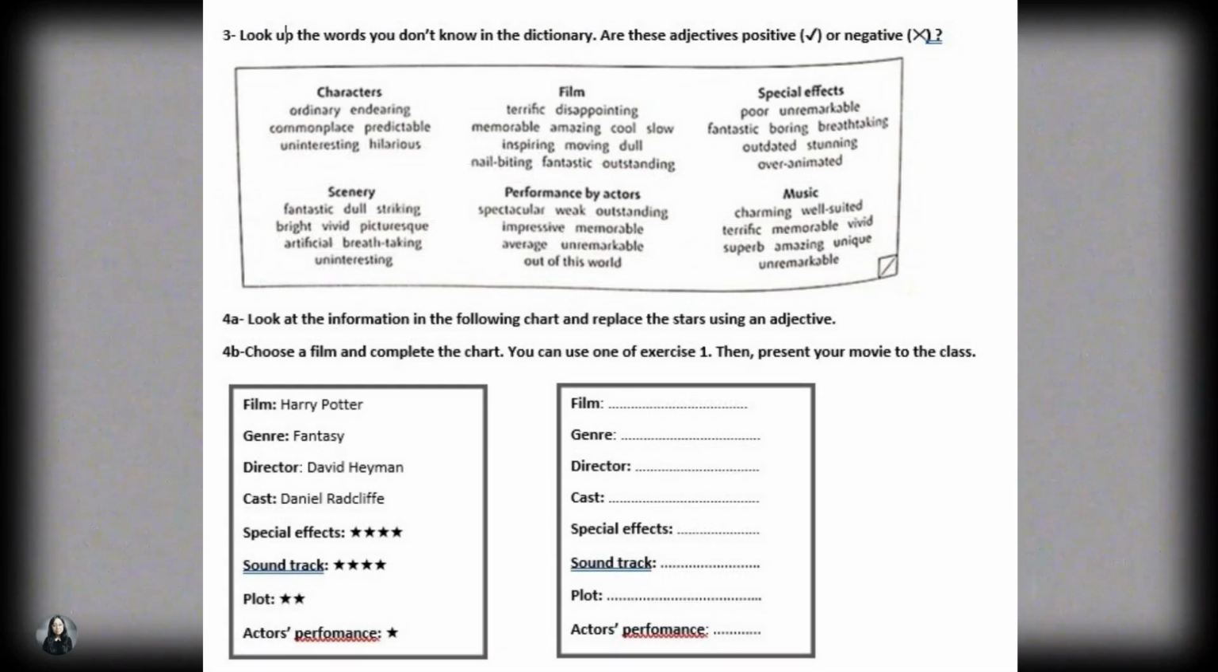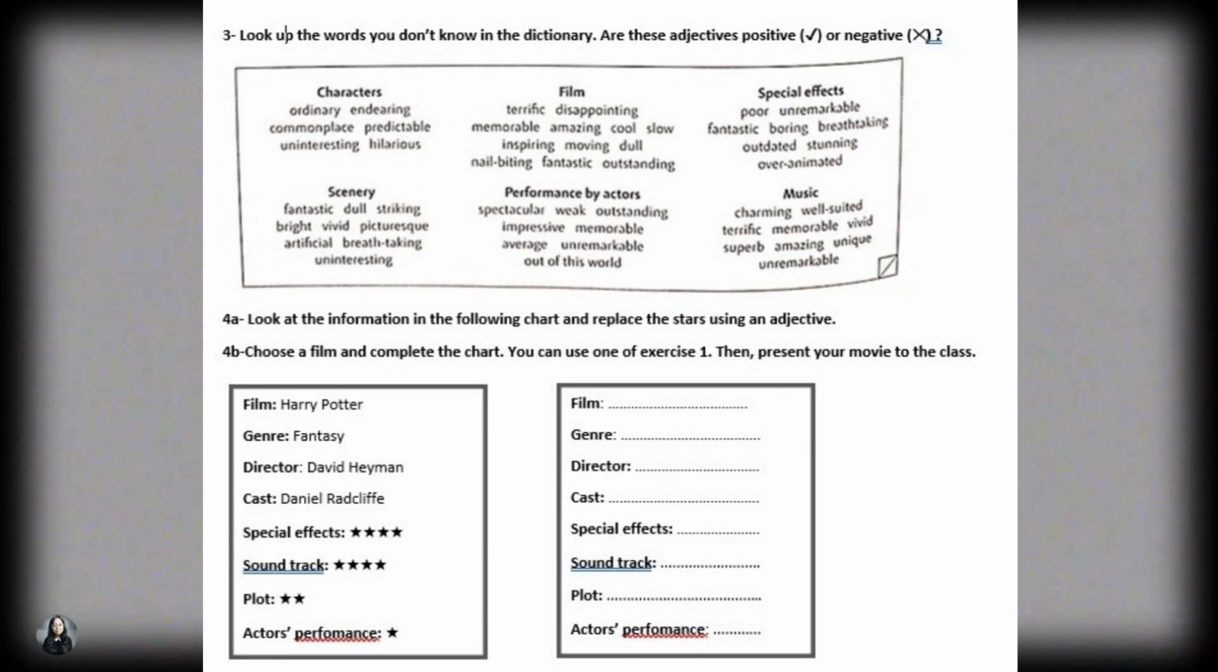Activity 3 presents adjectives which will be useful to describe different parts of a film like characters, special effects, scenery, actors' performance, and music. Students will decide whether these words are positive or negative. Dealing with adjectives will help our students to express their opinion in the next activity and later on their film reviews.